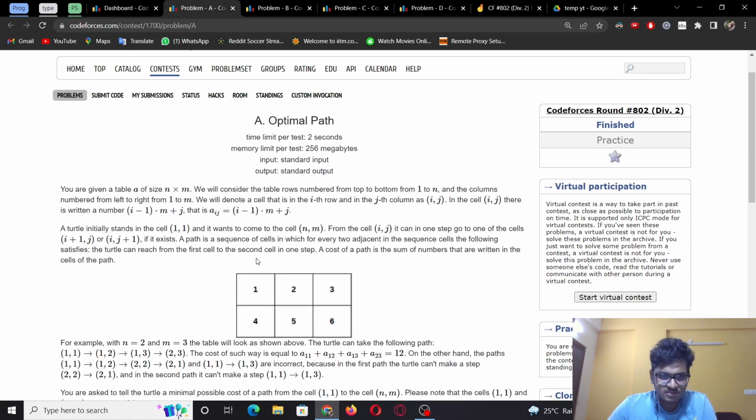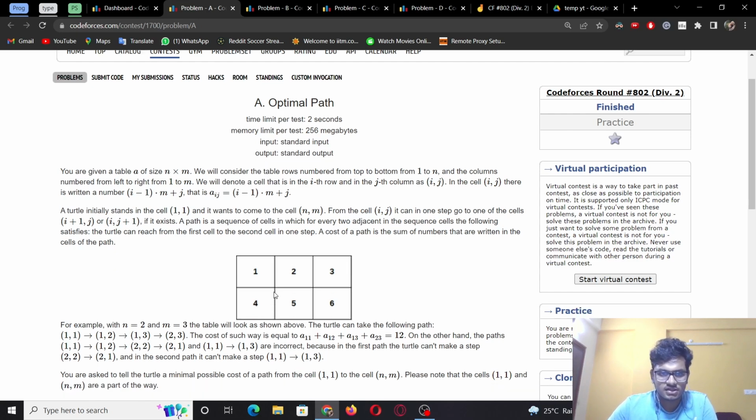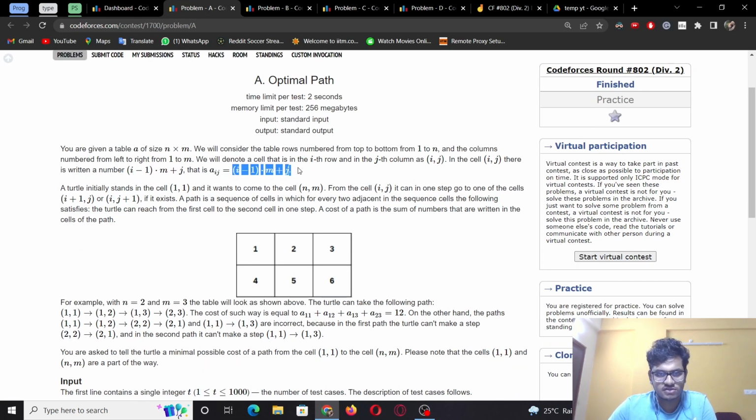Problem A basically gives us a table of size n cross m, where you have n rows and m columns, and each element has a specific value stored in it, which is basically increasing. If you see, they have made a table in each cell. What they want us to do is find the optimal path from the first element (1, 1) to (n, m), the last element, such that we can go only down or right, and they want us to choose a path such that the cost of the path is minimum.